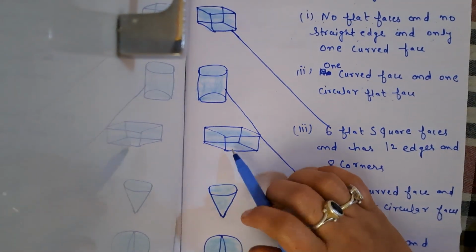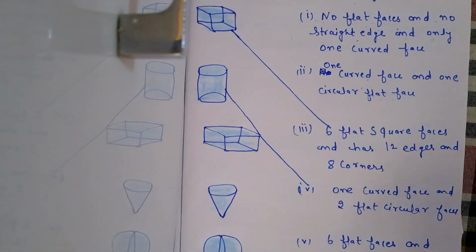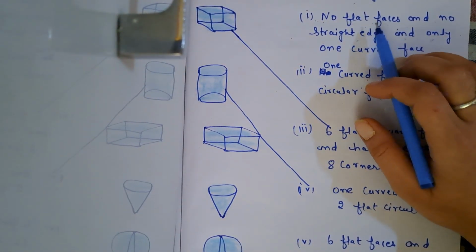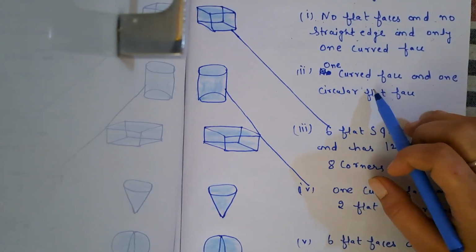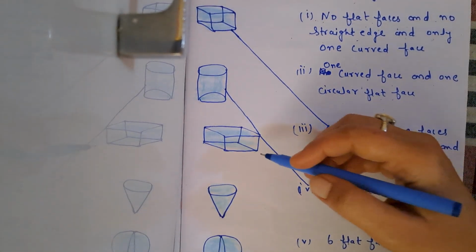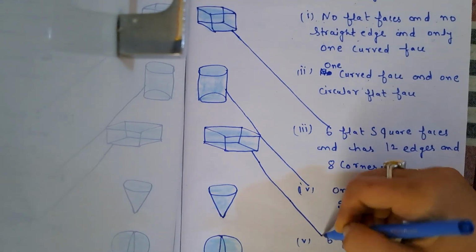Okay, now this is a figure of a cuboid. So let's see. No flat faces and no, this is not a definition of cuboid. One curved face and one, this is also not a definition of cuboid. 6 flat faces and 12 edges and 8 corners. Yes, this is a definition of cuboid. This will match to this.